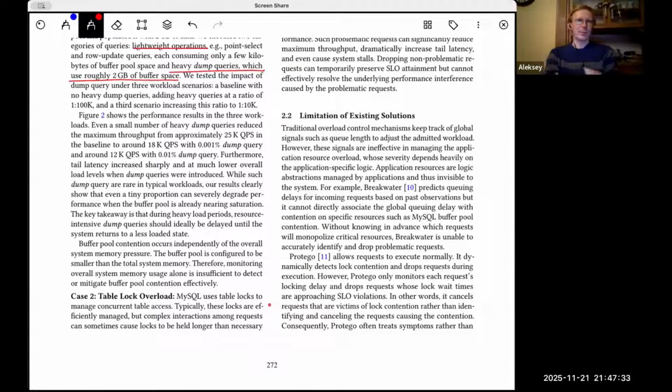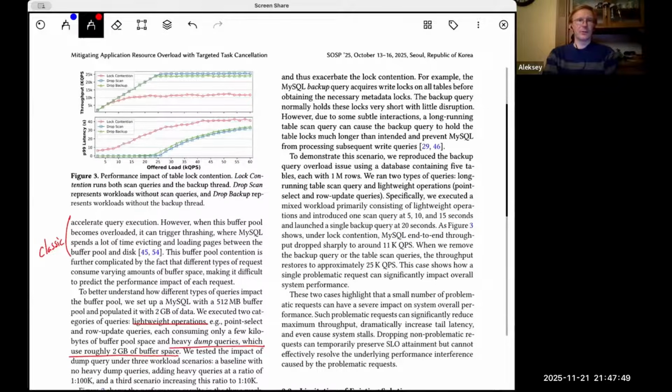Okay, so table lock overload. MySQL uses table locks to manage concurrent table access. Typically, these locks are efficiently managed, but complex interactions among requests can sometimes cause locks to be held longer than necessary, and thus exacerbate the lock contention. For example, a MySQL backup query acquires write locks on all tables before obtaining the necessary metadata locks. The backup query normally holds these locks very briefly, with little disruption. However, due to some subtle interactions, a long-running table scan query can cause the backup query to hold the table locks much longer than intended and prevent MySQL from processing subsequent write queries.